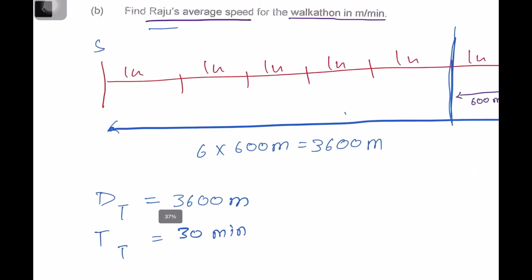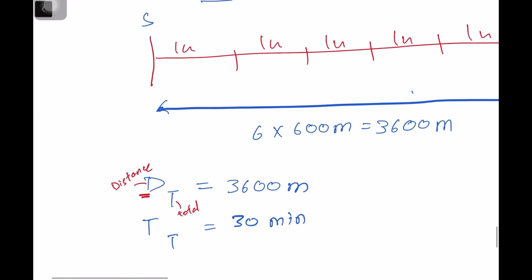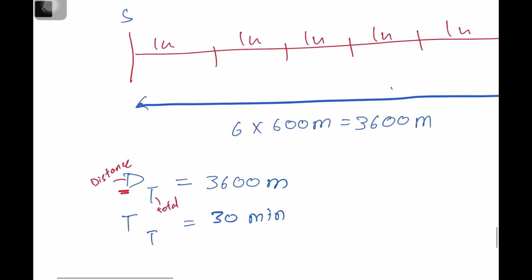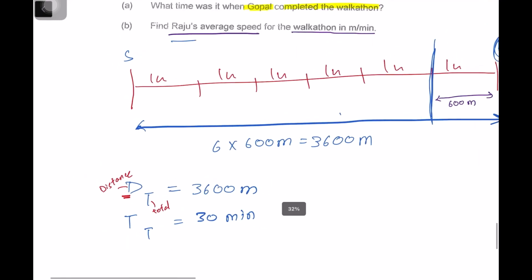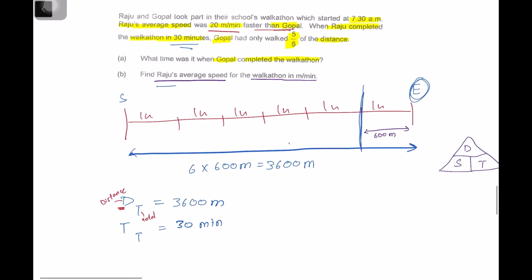The way I'm denoting it represents a distance. This is distance, and this is total. So you have the main variable on top and the quantifier below. So you have distance on top and total below, just so that you understand. Alright, so the total distance is 3600 meters. Total time is 30 minutes.